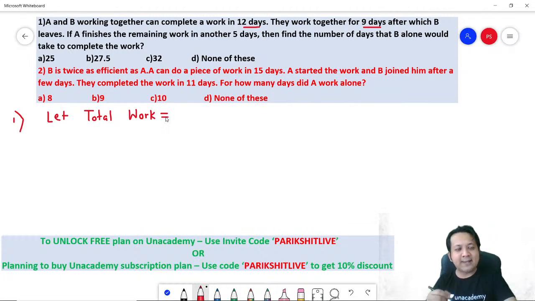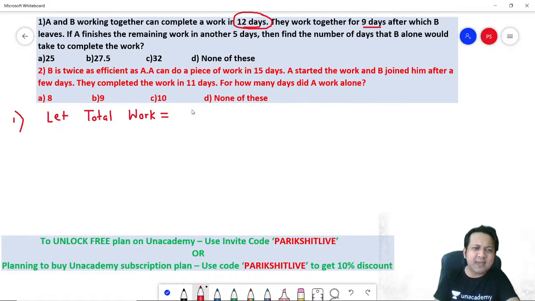What number should you ideally take? You should ideally take a number which is easy to calculate, and that would be the number which should be divisible by, so here you have 12, right? So probably you can take let total work be 12 units, or you can take 120 units, anything. But probably you take a number which is divisible by 12, because in that case, calculations would be easy. But remember, you can take any number, you get the same answer. So I'm taking total work to be 120 units because I want my number to be divisible by 12.